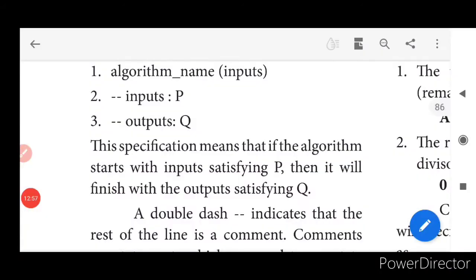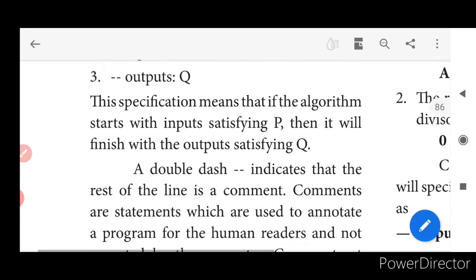The algorithm starts like this. In case it starts with P, P means input, right? And it has to end up with Q. Q is your output.